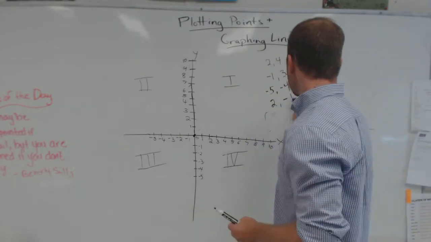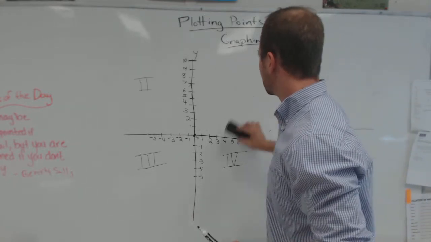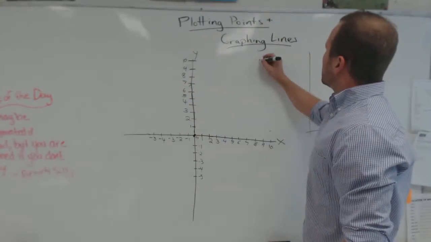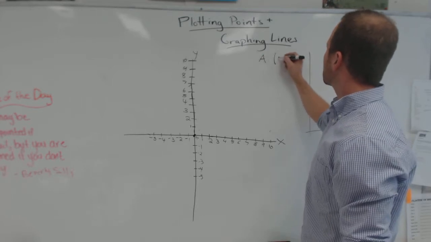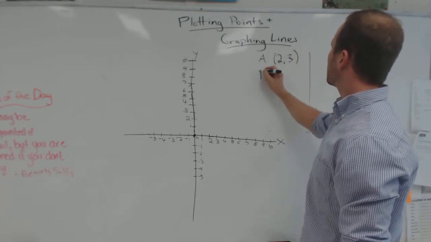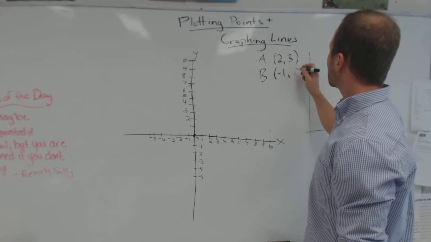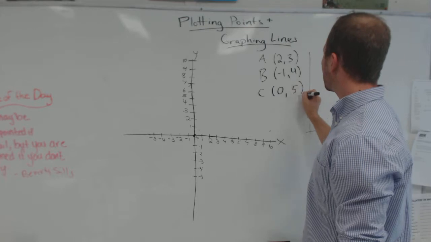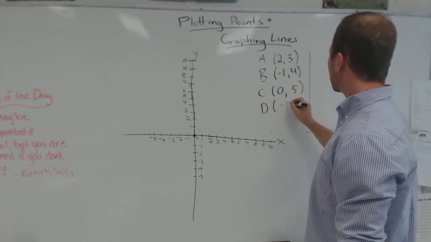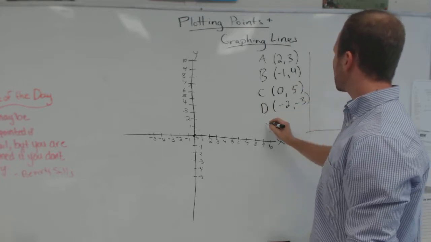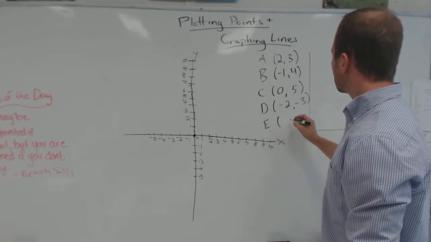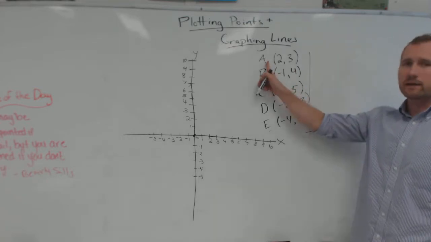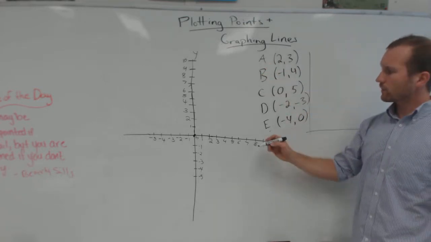Okay. Let's graph some points. Point A, (2, 3). Point B, (-1, 4). Point C, (0, 5). Point D, (-2, -3). And point E, (-4, 0).